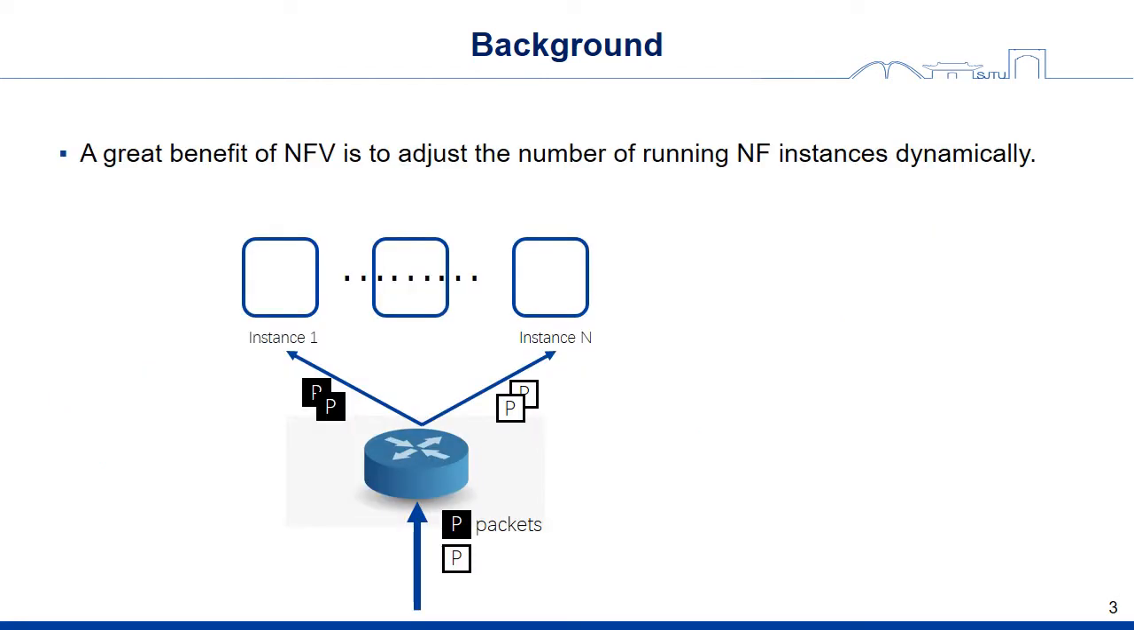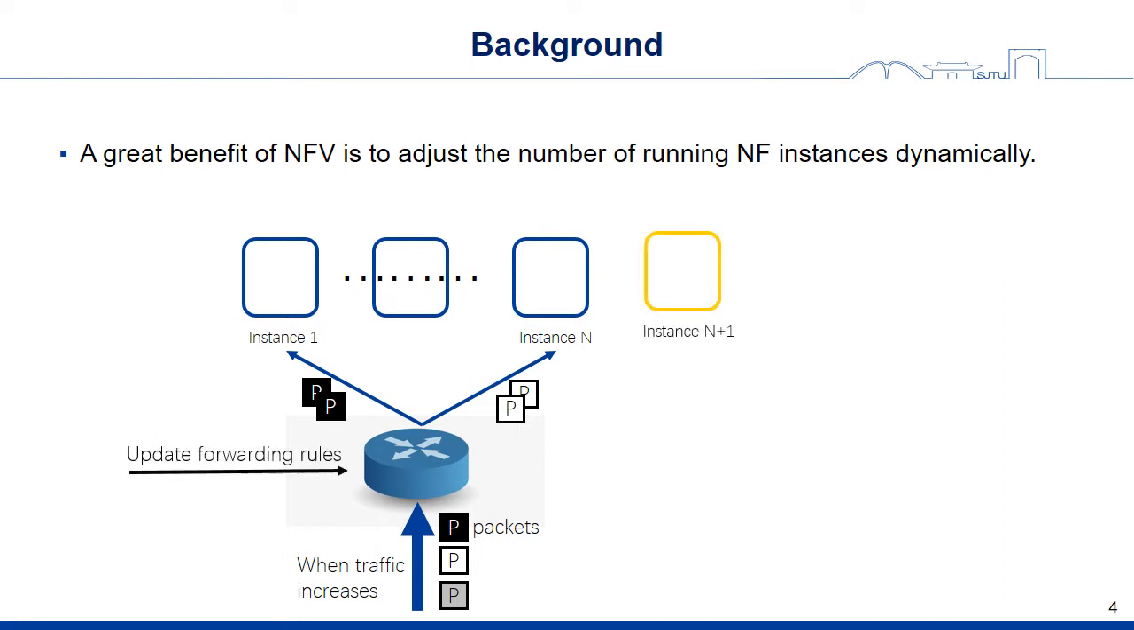A great benefit of NFV is elastic scaling, which means that we can dynamically change the number of running instances. For example, when the traffic increases, we can add a new instance and update the forwarding rules to split a portion of the traffic to the new instance. In this way, the number of running instances can match the changing traffic.